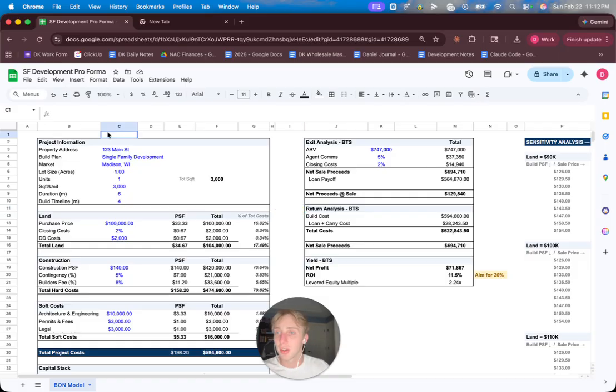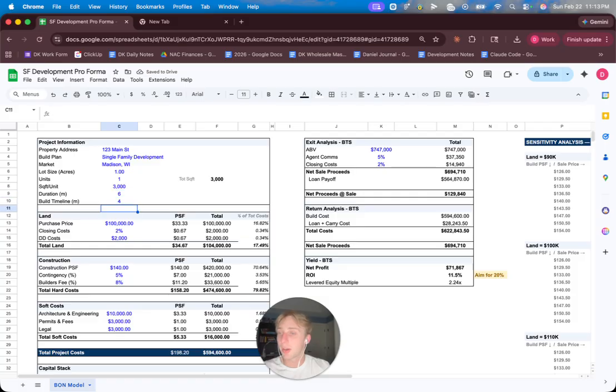But yeah, let's dive into it. So really quick, you input the overall project info. So property address, what's your build plan, the market, the lot size, how many units, what's your square feet per unit, what is the total project duration, and then what is the building timeline. So if it was a 3-unit project, we'd have 9,000 square feet, but as we know, this can be a 1-unit, 3,000 square foot property.